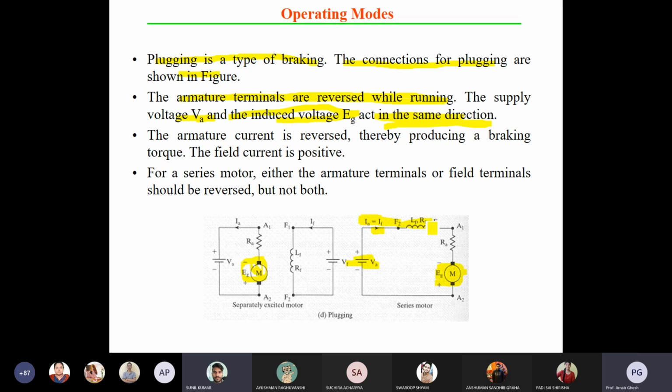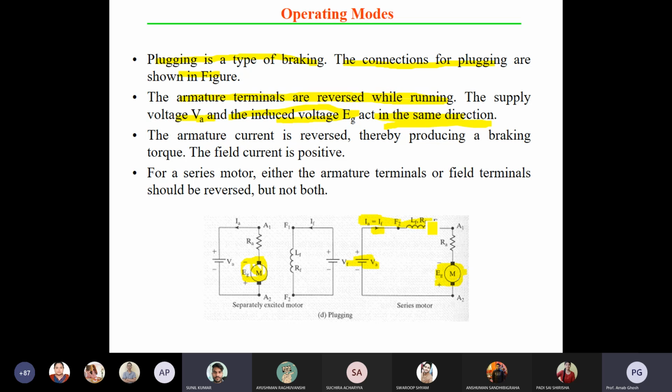But in the case of plugging, what happens? You are directly changing the terminal. The motor is rotating fast, then suddenly you change the armature terminal. Instantaneously, the back EMF direction and armature current direction both will be in the same direction. Instantaneously that polarity has not changed. Why? Basically they are inductive in nature. In circuit theory, they try to store energy, so directly you cannot change their polarity.